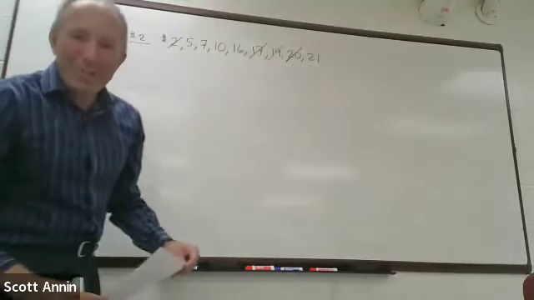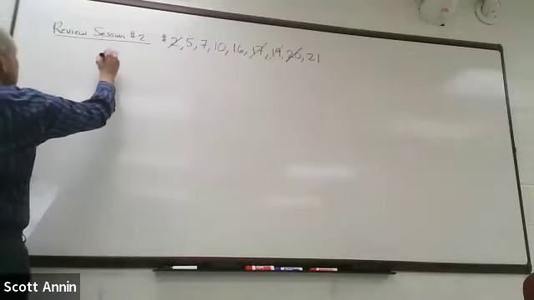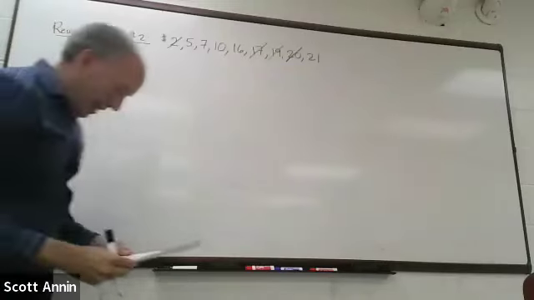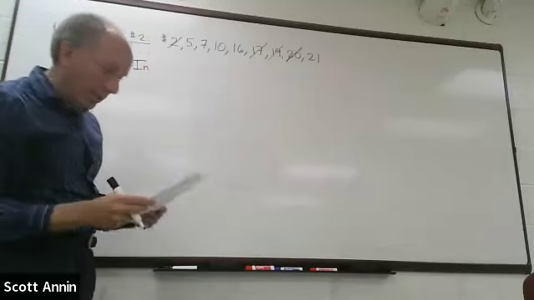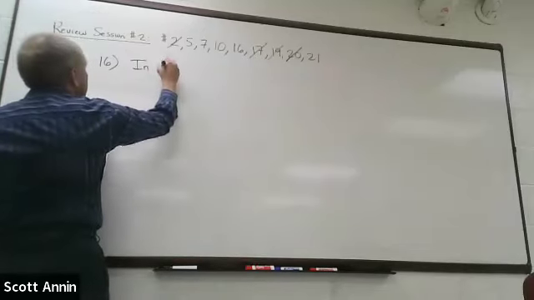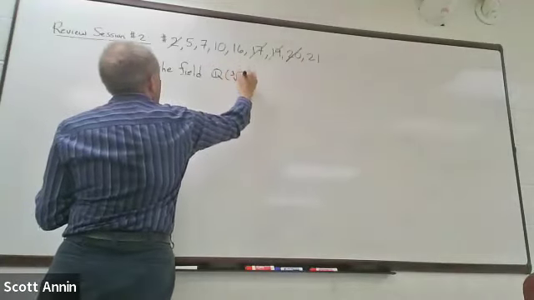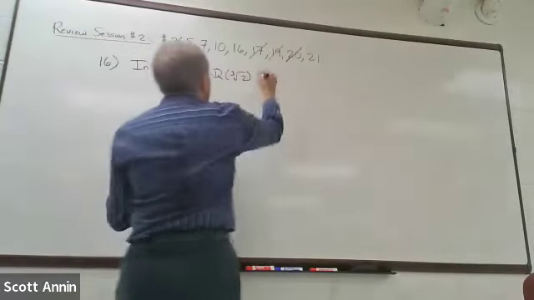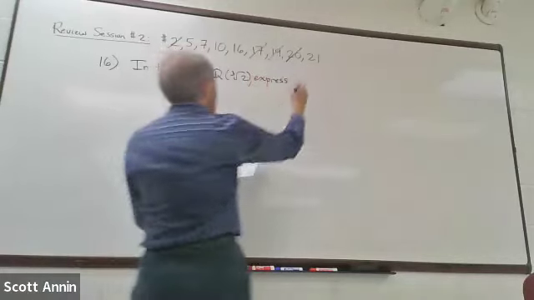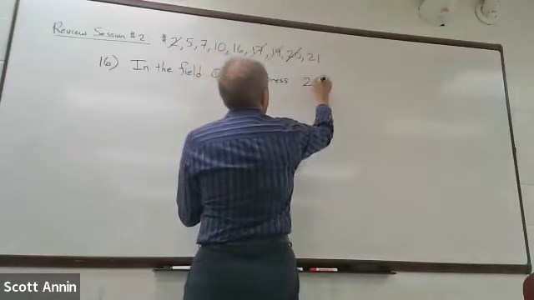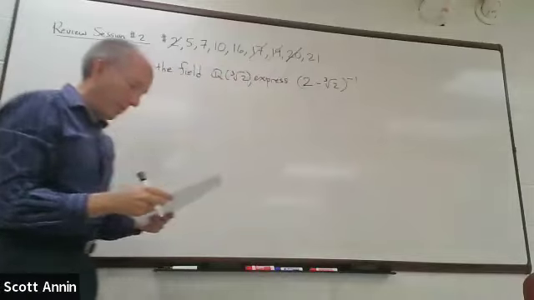Okay, guys, we're making our way through the field theory here. I'm going to do one more field theory example right now, which is number 16. And this one is related to the one we just did, so it's good timing to do it. It just says in the field Q adjoin the cube root of 2, express the element 2 minus the cube root of 2 quantity inverse.